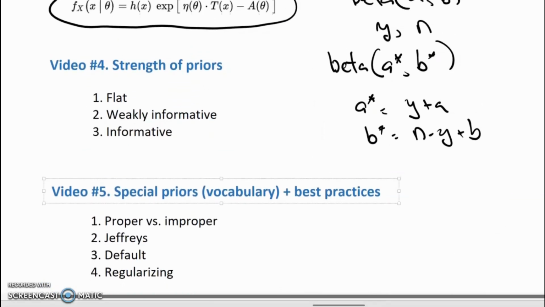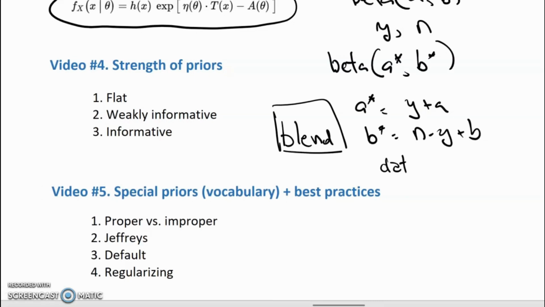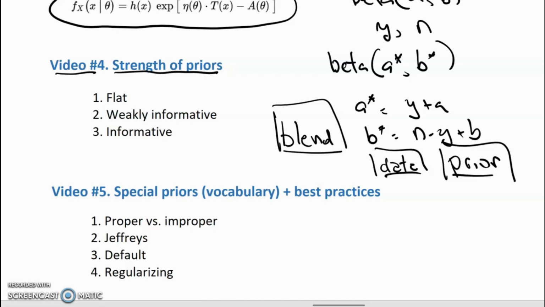The posterior is going to be a blend of the information that's contained in the data and also whatever we specified as our prior. And what video 4 does, it looks at the strength of priors in 3 qualitative categories. The flat, the weakly informative, and the informative. These are the 2 most important.